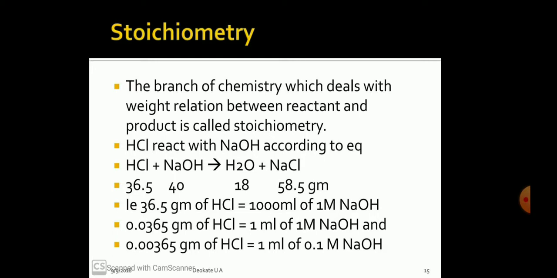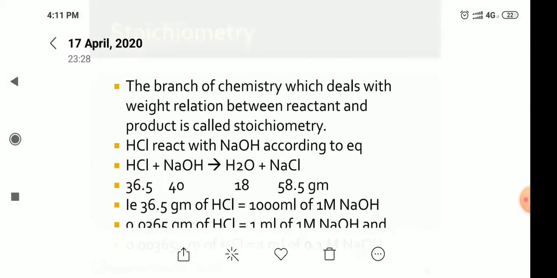And the last topic is stoichiometry, the branch of chemistry which deals with the weight relation between reactant and product. For example, HCl reacts with NaOH. HCl is the acid and NaOH is the strong base. According to the equation, HCl plus NaOH gives H2O plus NaCl. NaCl is the salt, and water. The molecular weight of HCl is 36.5, NaOH is 40, water 18, and NaCl is 58.5 gram.